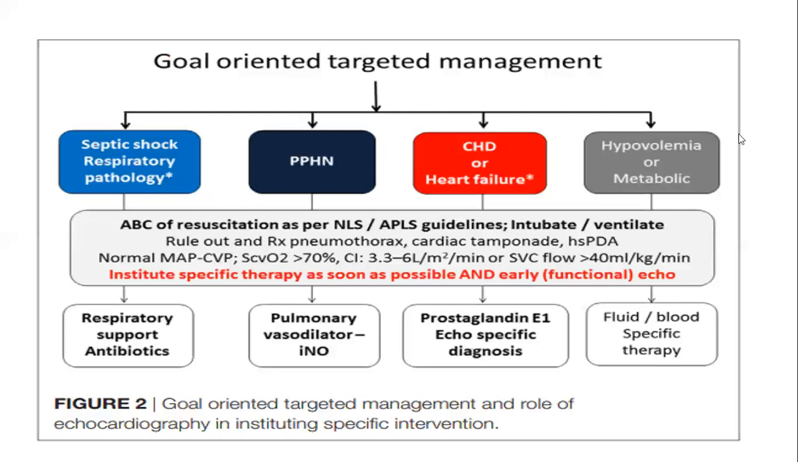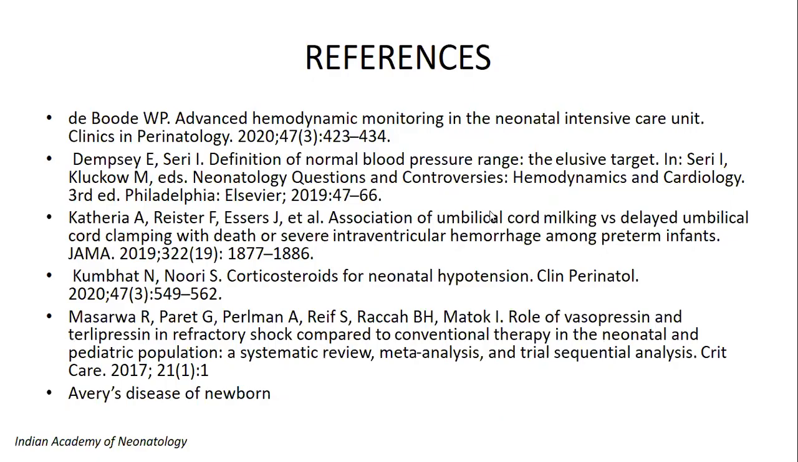So as we know, we have goal-directed treatment. We have to identify the proper pathology: septic shock, respiratory issue, PPHN, CHD, hypovolemic, or metabolic. As per the guidelines, we have to address the other issues like pneumothorax, cardiac tamponade, and the hemodynamically significant PDA. The normal goals they have mentioned: cerebral venous oxygen more than 70%, which is an NIRS finding, and cardiac output index should be 3.3. These are the SVC flow goals. Accordingly, the management will differ. So these are the references I have taken. Thank you.